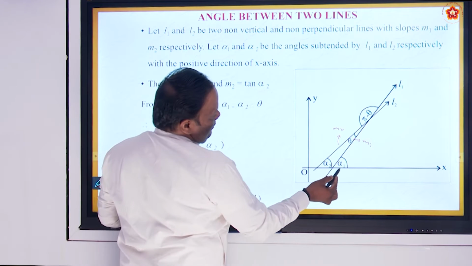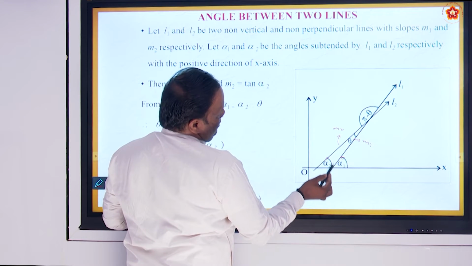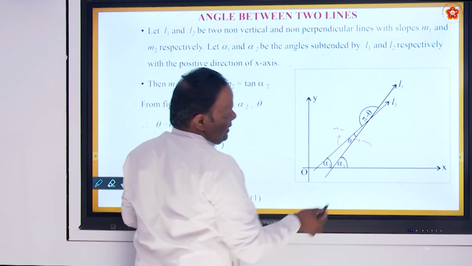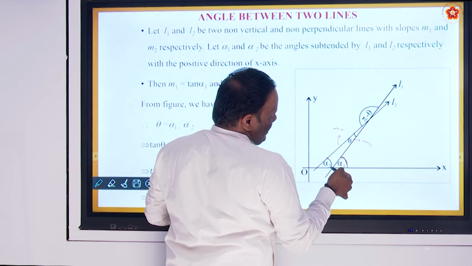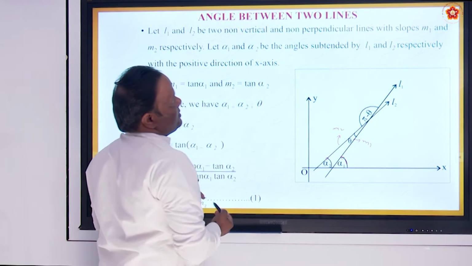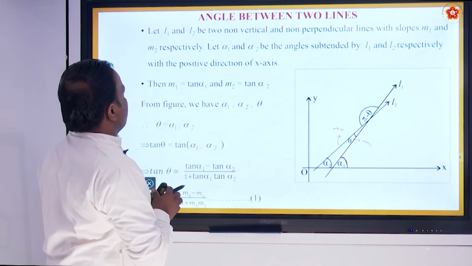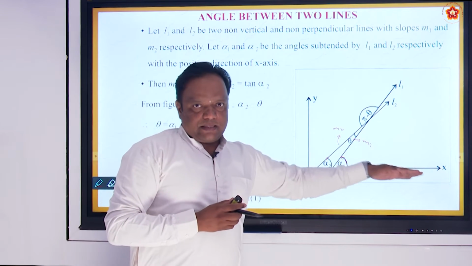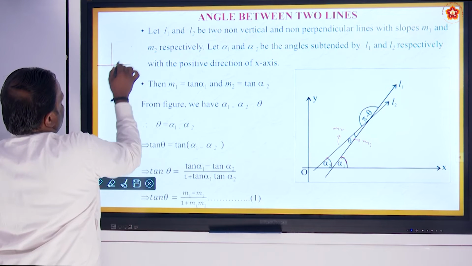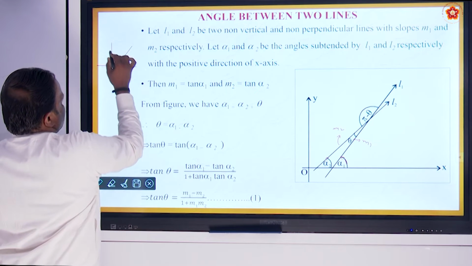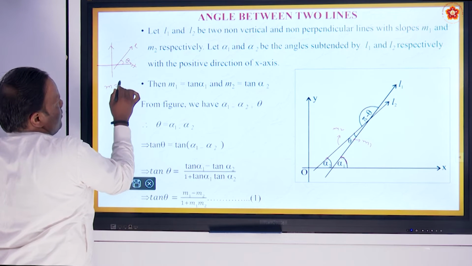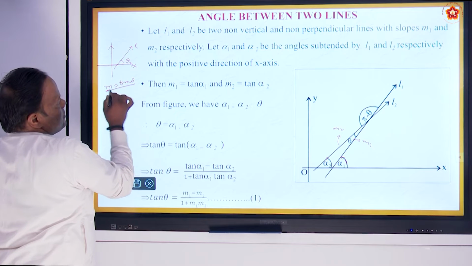Let alpha 1 and alpha 2 be the angles subtended by L1 and L2 respectively with the positive direction of the x-axis. Then we know that if a line L subtends an angle theta with the positive direction of the x-axis, the slope formula is m equal to tan theta. This is the slope formula.